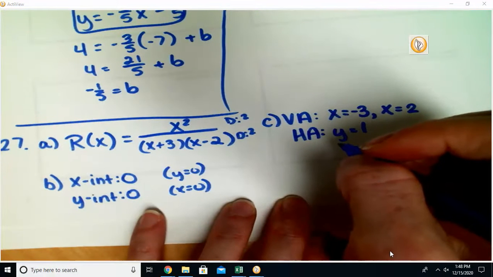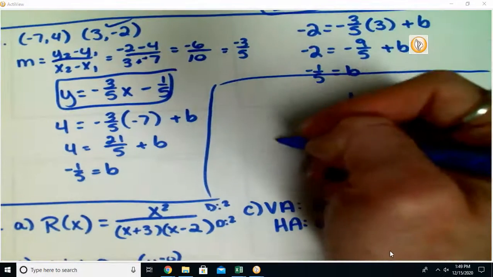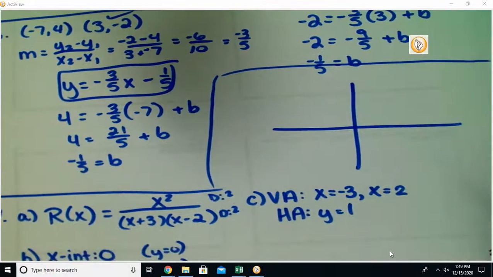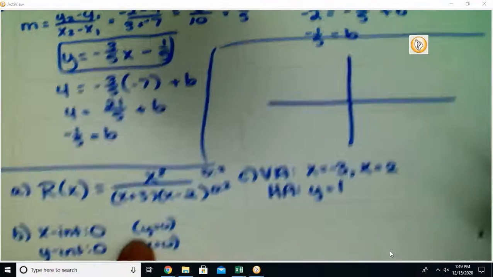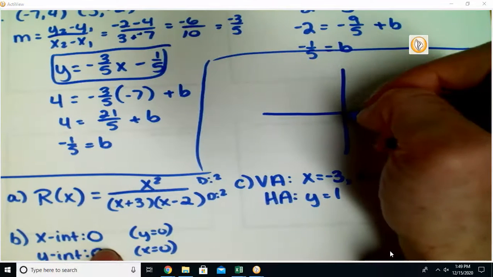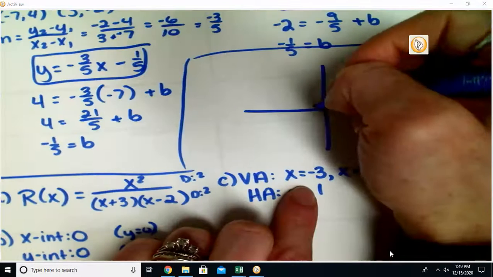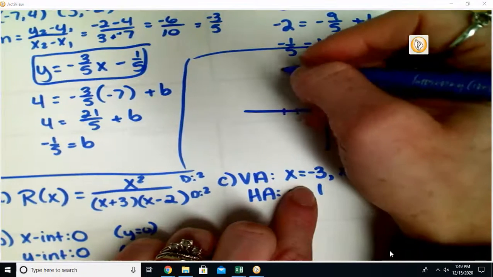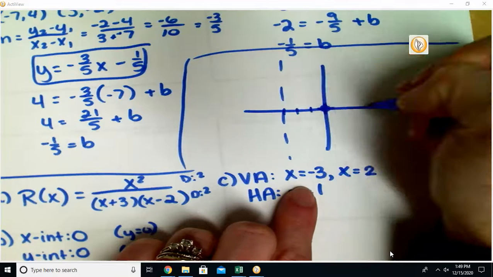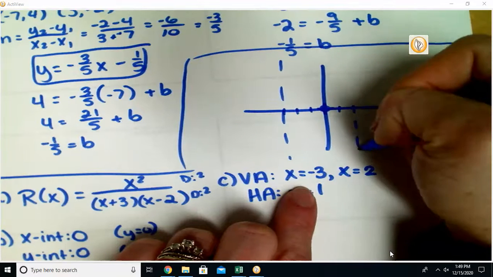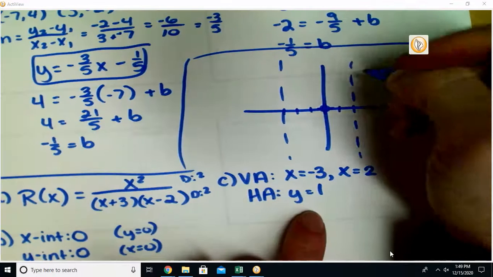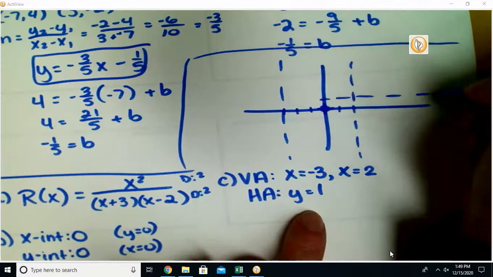What else did I ask for? Okay, now we're going to graph it. So on your graph, I expect you to plot all the stuff you found. So the x-intercept and y-intercept were both 0. That's where we hit those axes. Put a point there. Vertical asymptote at -3, so a dashed line. +2. Horizontal at 1.